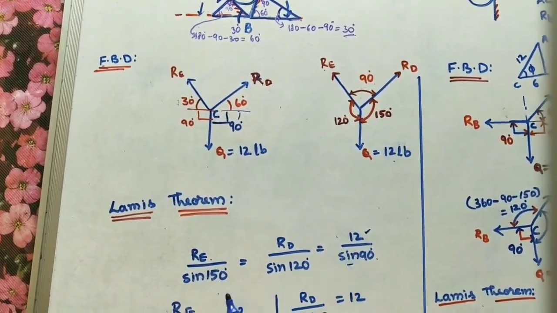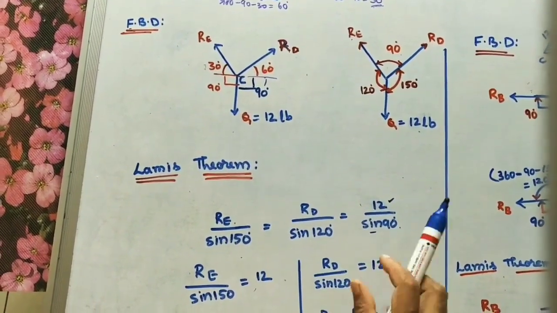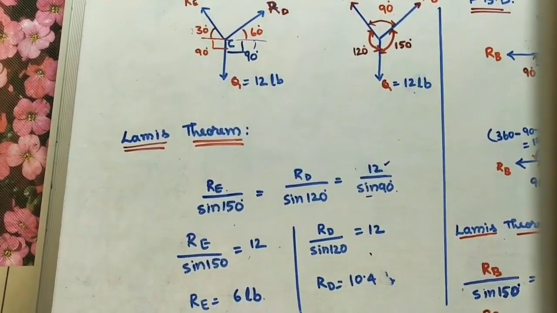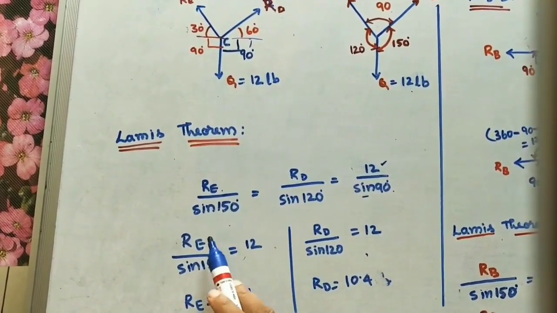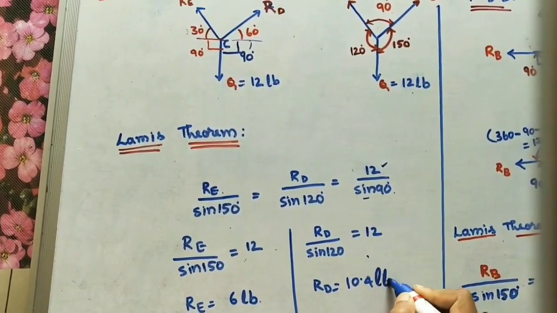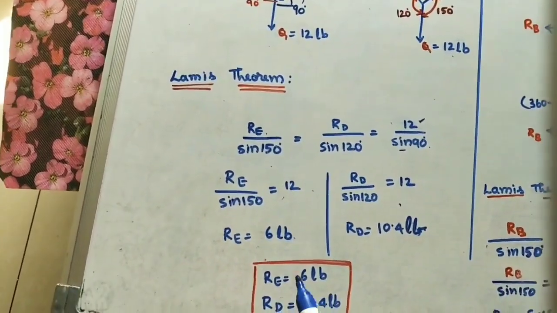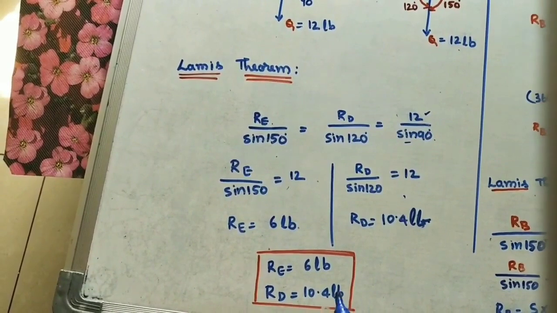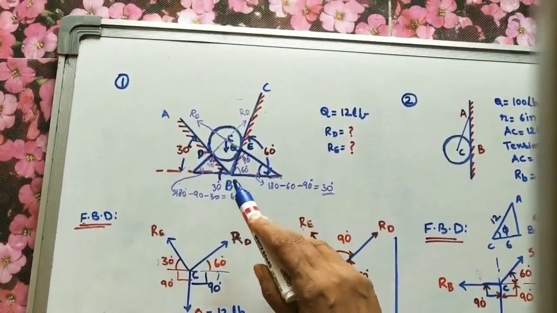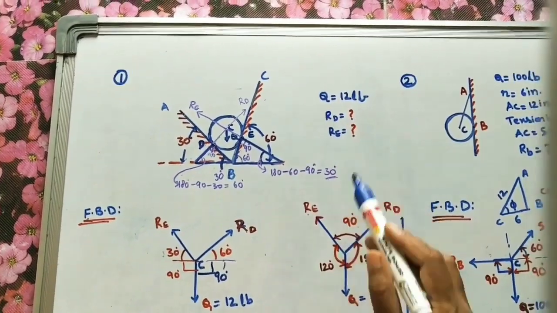Now here I took these two: RE by sin 150 is equal to 12. Then I compared these two: RD by sin 120 is equal to 12. So we will get RE as 6 lb. RD is equal to 12 into sin 120, which is 10.4 lb. The units are in lb. So the final answer is RE equal to 6 lb and RD equal to 10.4 lb. These are the required answers, the reactions at contact points E and D.